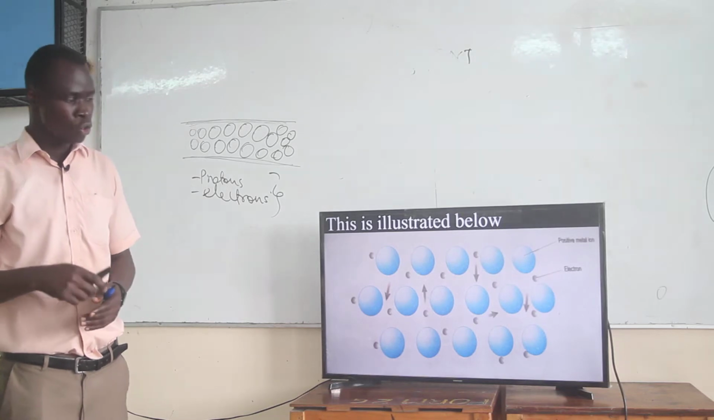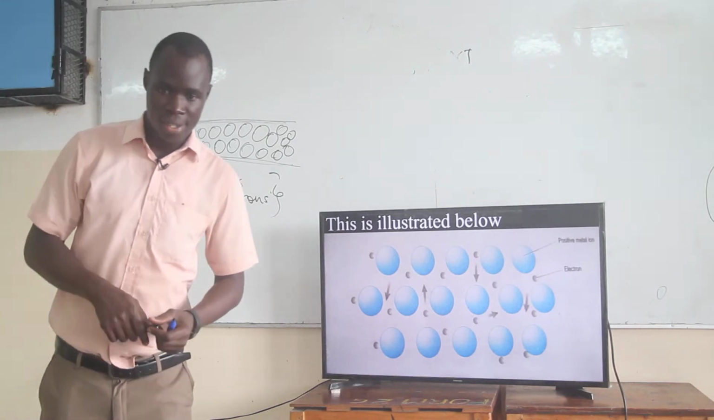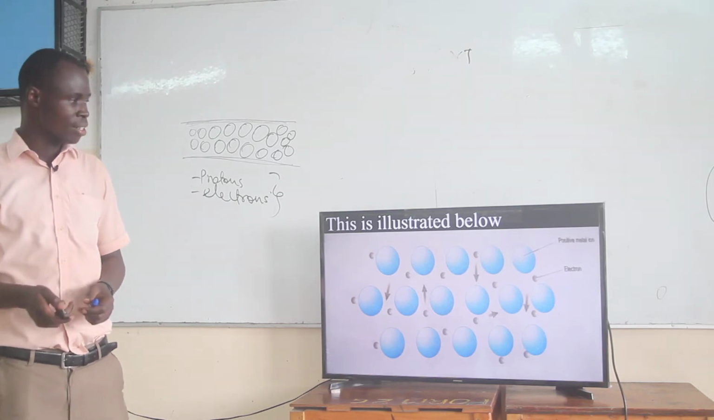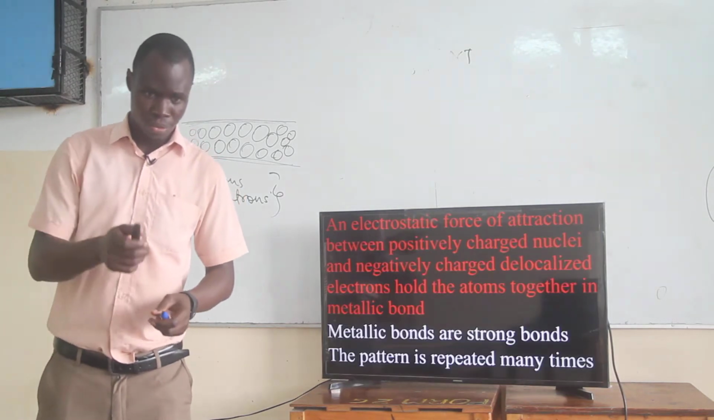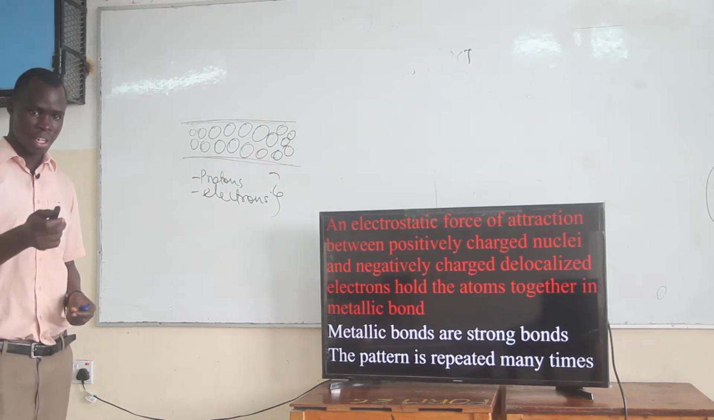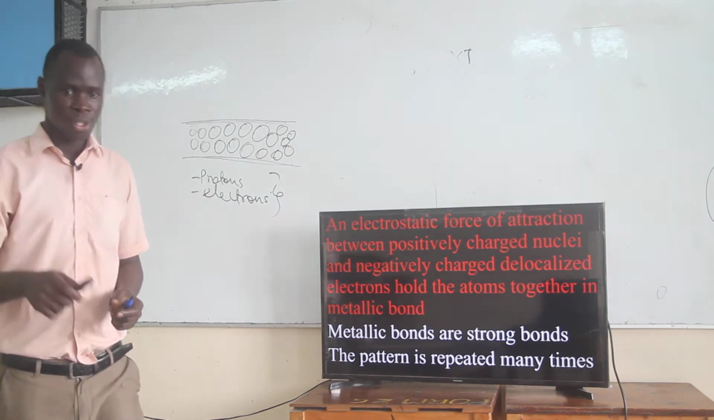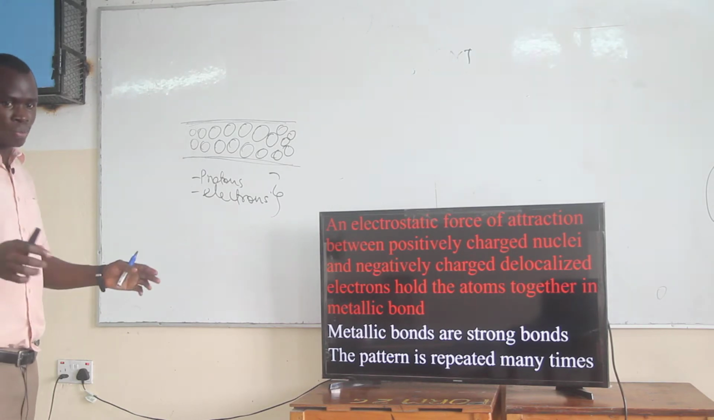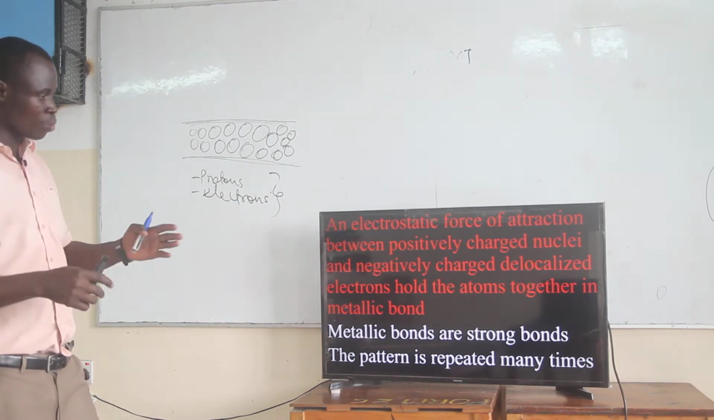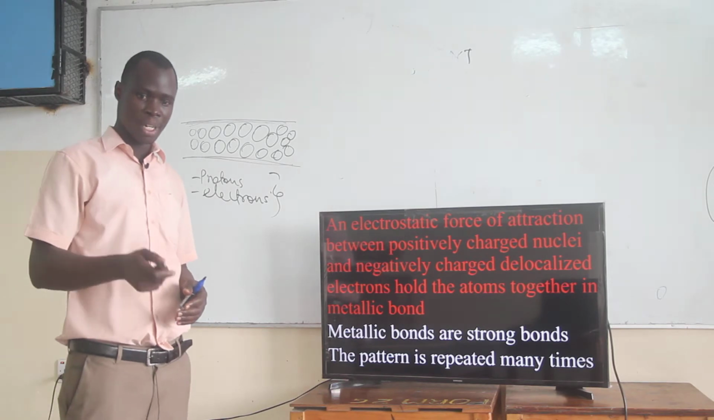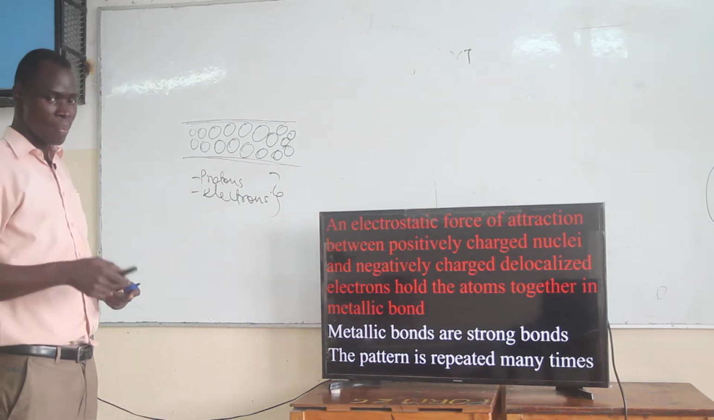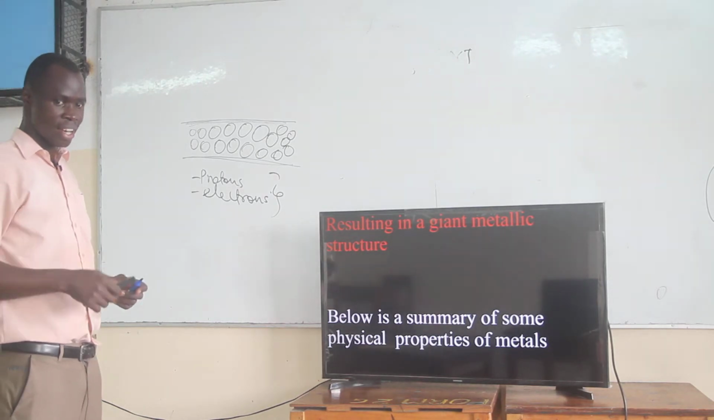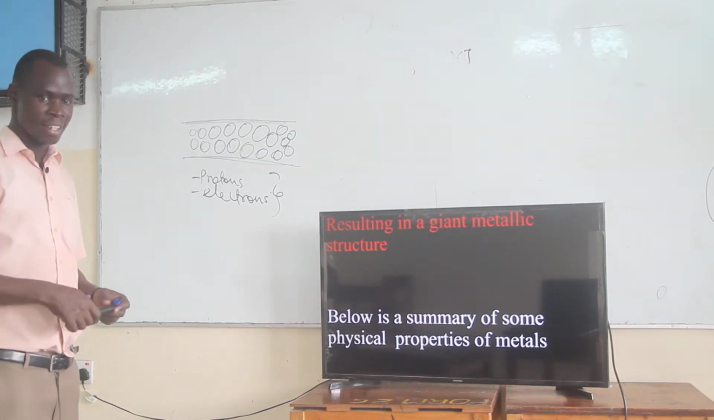This pattern is going to be repeated many times, and this is what constitutes what we call a giant metallic structure. So as I was saying, the electrostatic force of attraction between positively charged nuclei and negatively charged delocalized electrons holds the atoms together in what we call a metallic bond. The metallic bonds are strong bonds. The pattern is repeated many times, resulting in a giant metallic structure.